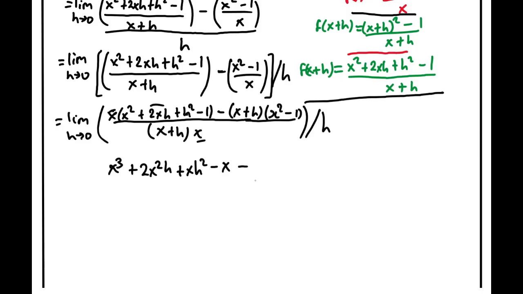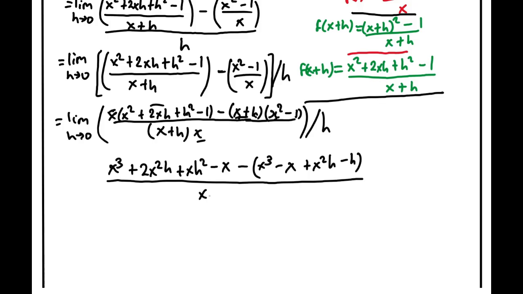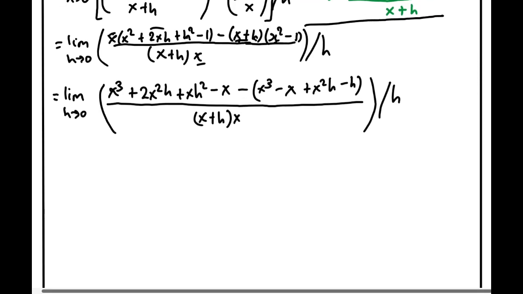Let's keep the negative firstly, and then we expand these two brackets. So x and x squared becomes x cubed, x and -1 becomes -x. H and x squared, that's plus x squared h, and h and -1 becomes -h. This entire thing is over x plus h and x, and the whole thing all together is divided by h. Limit as h approaches 0.